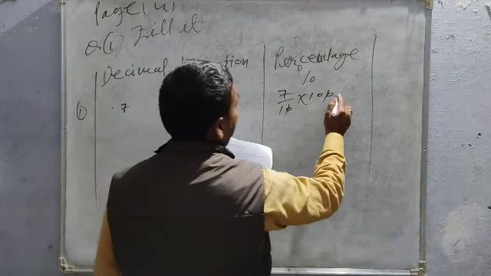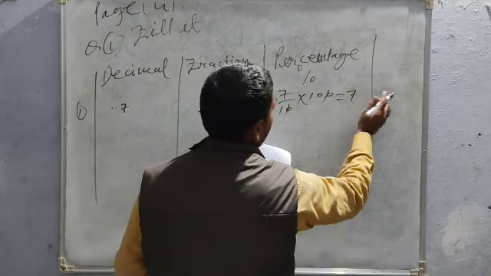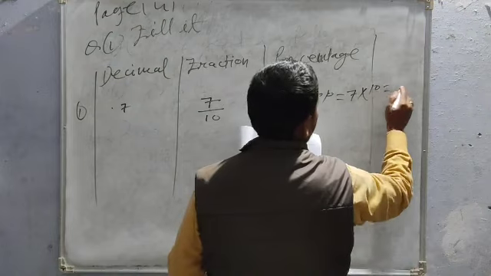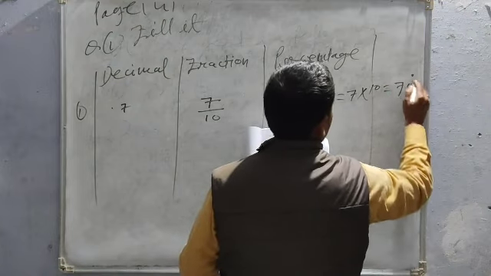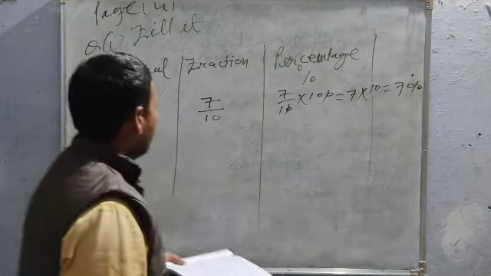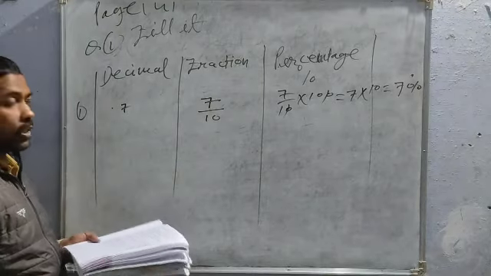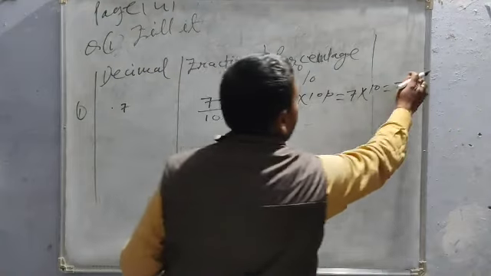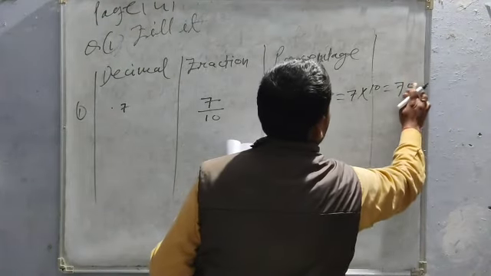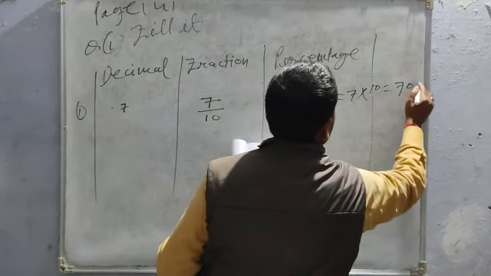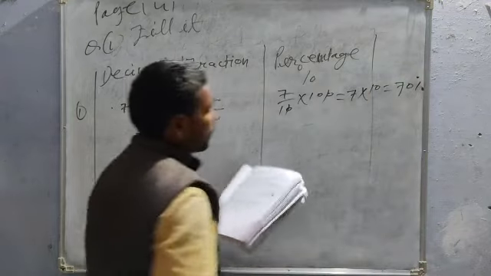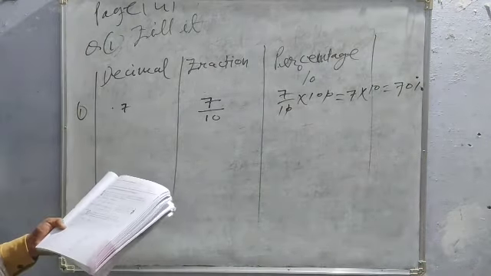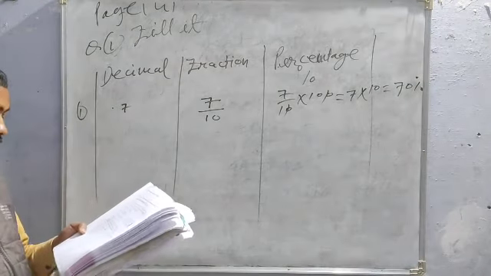7 multiplied by 10, that is 70. You can write in your notes 70%. So 0.7 in fractional form is 7 by 10, and percentage is 70%. Percentage symbol is written in the column, no need to write there. And the second and third are just like the first one.